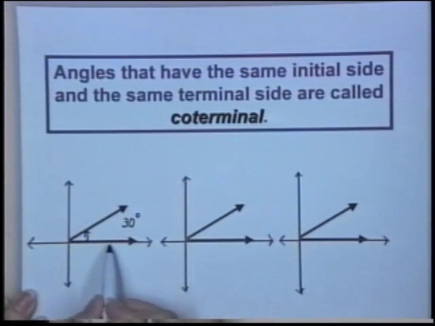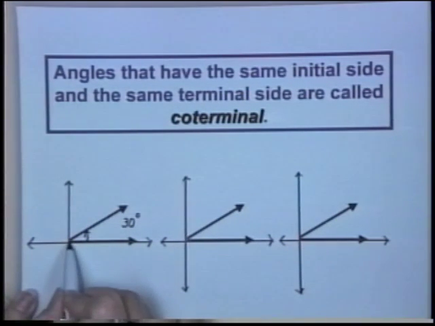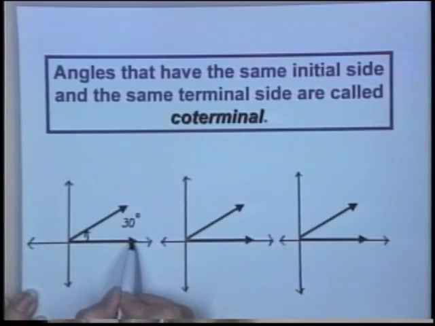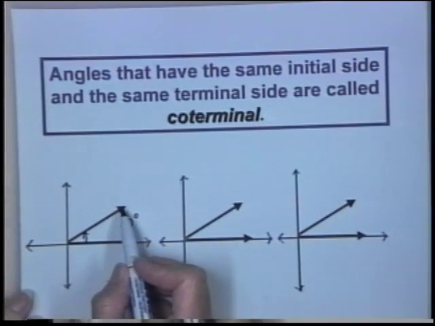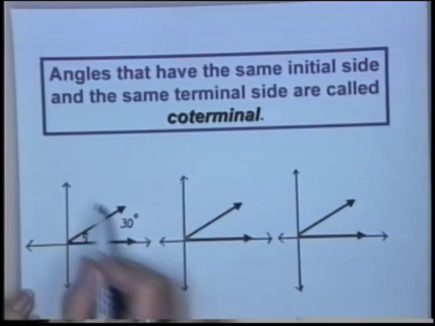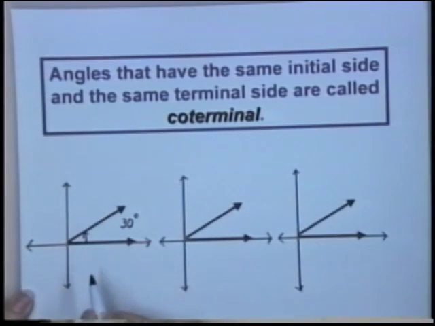I have a 30-degree angle here in standard position. Notice its initial side is along the positive x-axis and its terminal side is in this first quadrant of the xy coordinate axis.